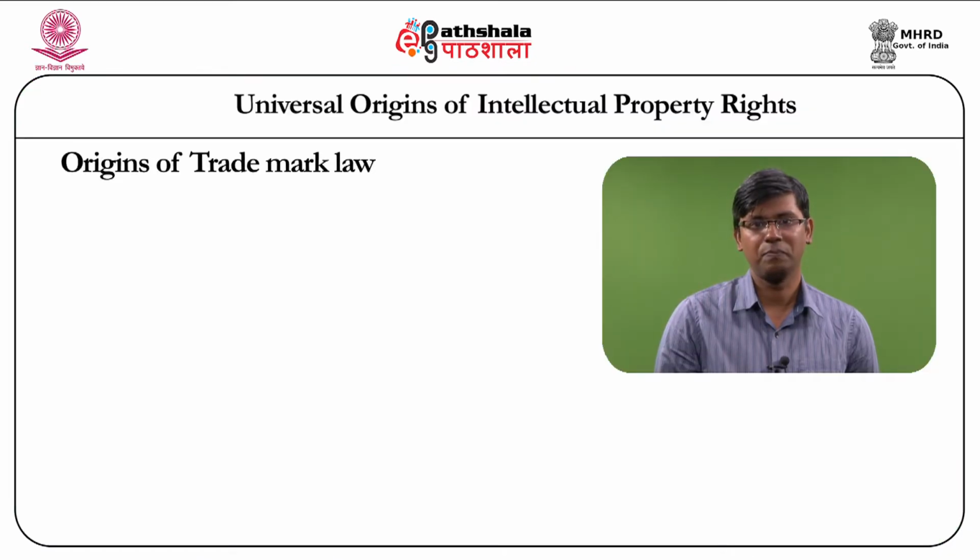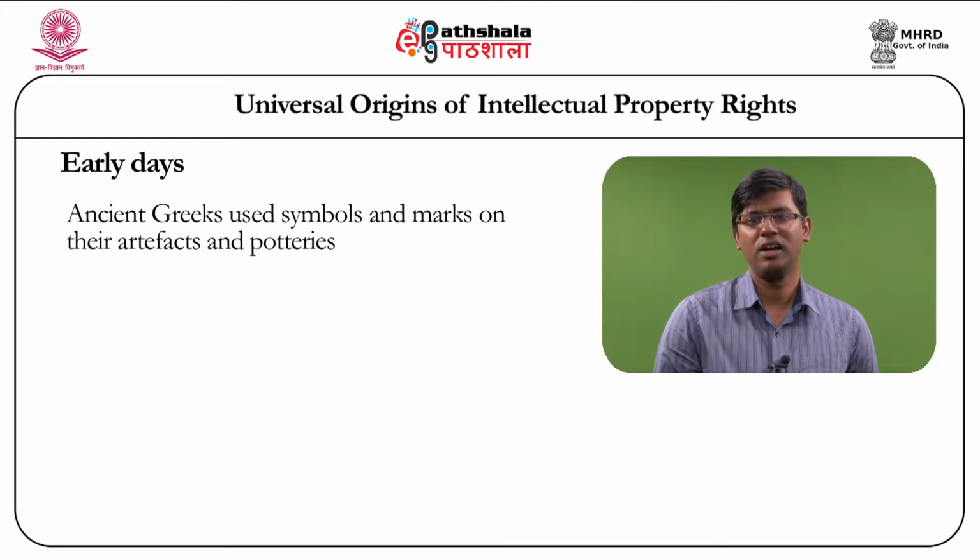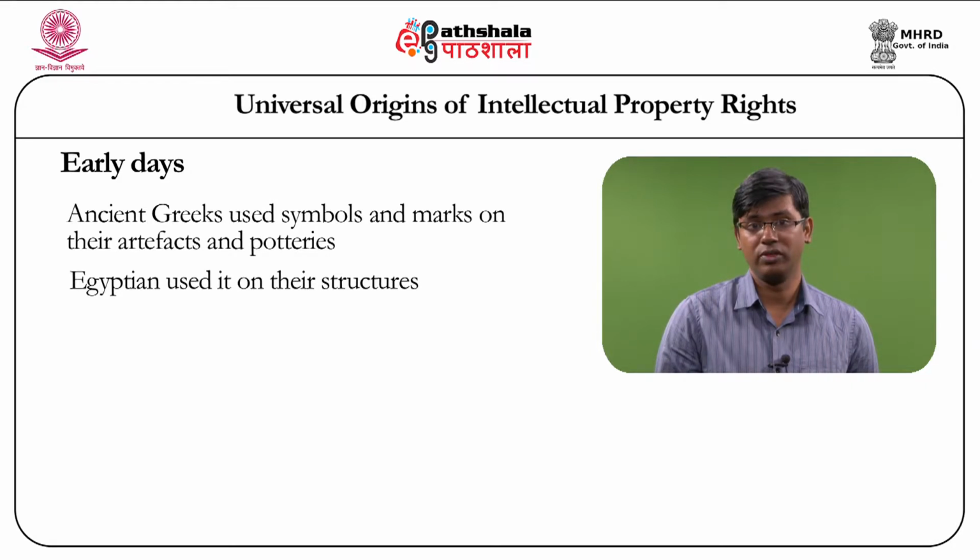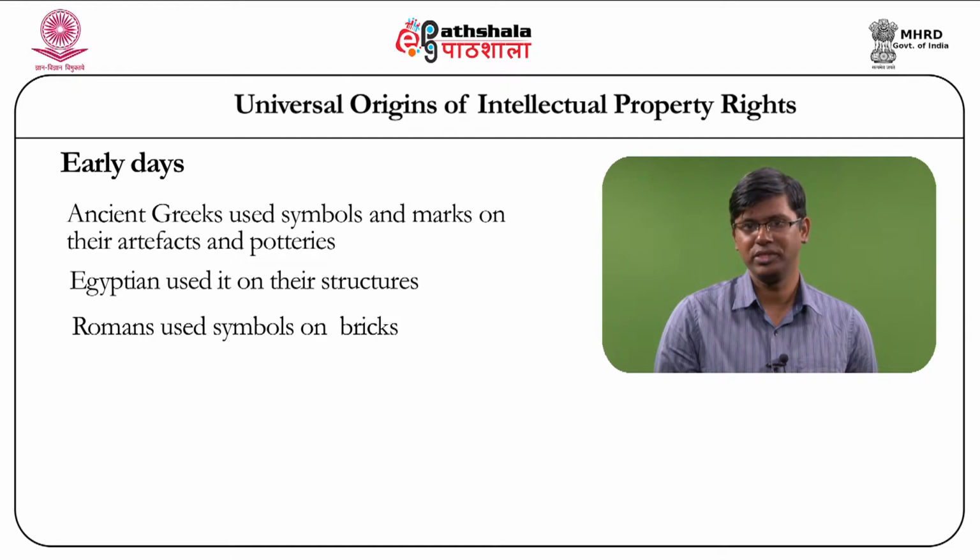Now, we specifically look at the origins of trademark law. Let's look at the early days discussion about trademark as such. The ancient Greeks largely used certain kinds of symbols and marks on their artifacts and potteries, largely to indicate that it came from a particular source, from a particular king. The Egyptians subsequently used symbols on their structures. The Romans went one step ahead and started using symbols on certain products like bricks.